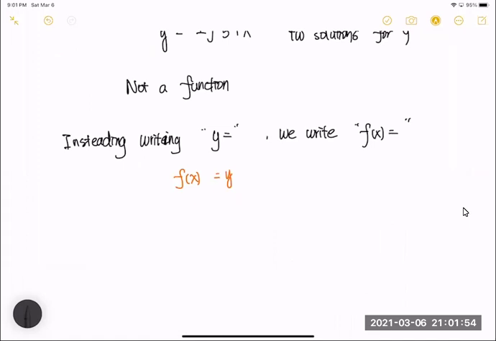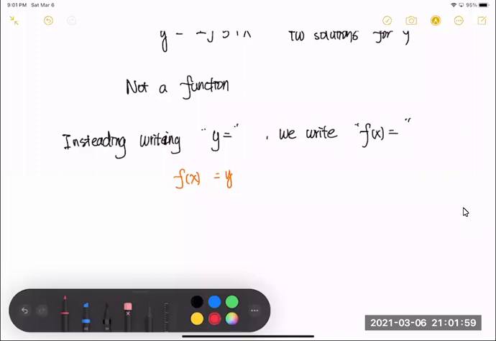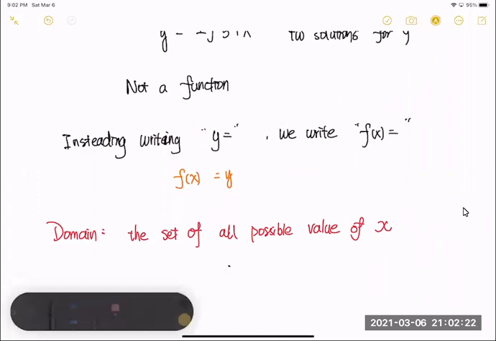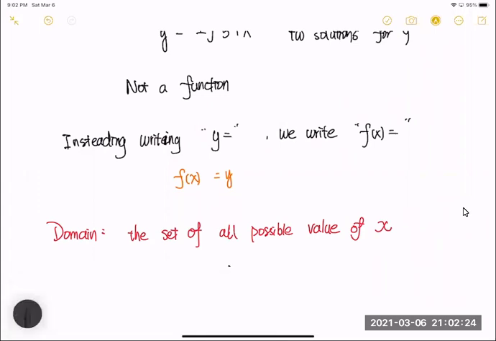Okay. So now let's consider domain. The third definition we're going to learn is domain. So domain is the set of all the possible values of x. Okay. So let's look at the most basic, the easiest, the simplest radical function: f(x) equals the square root of x.